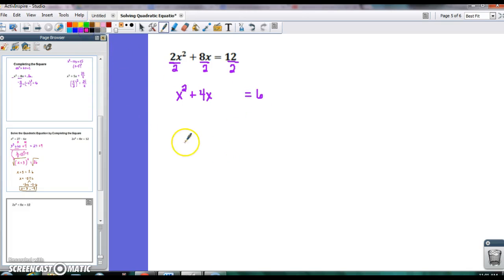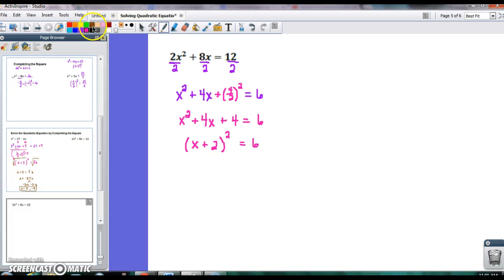And now I'm going to complete the square. I'm going to take half of 4, which is 2, and I'm going to square that. So I'm just going to write that in here. So that leaves me with x squared plus 4x plus 4 on the left, and 6 plus 4 on the right. Now I have a trinomial, which I can write as the square of a binomial. Two numbers that add to 4 and multiply to 4 would just be 2.